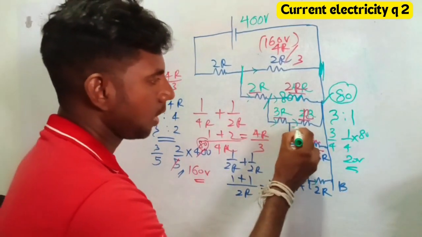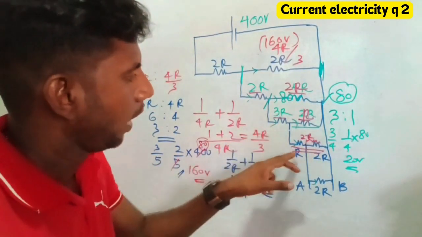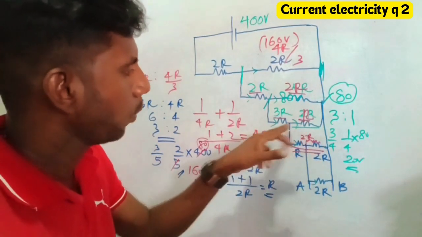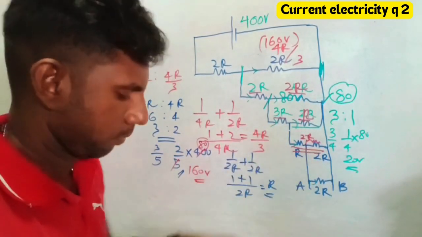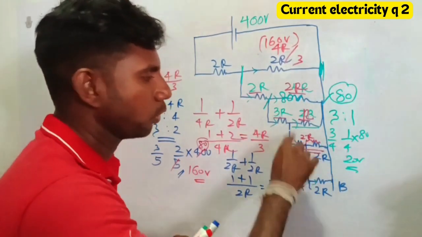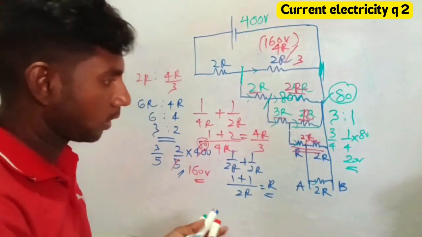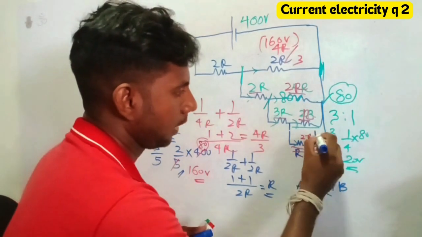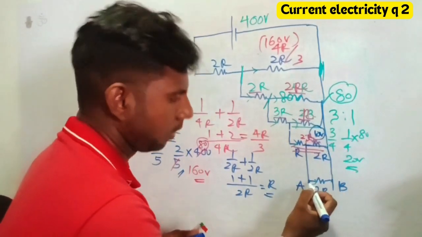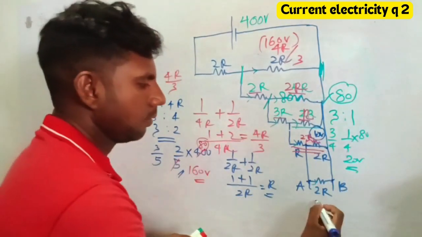So across this R we have 20 volt. 2R and 2R, of course, we have 20. Then R and R, 20 divides into 10 and 10, a 1:1 ratio. I hope you can get it. 10 and 10, so across this we have 10 volt. Again, AB and these two are parallel, so it's 10.